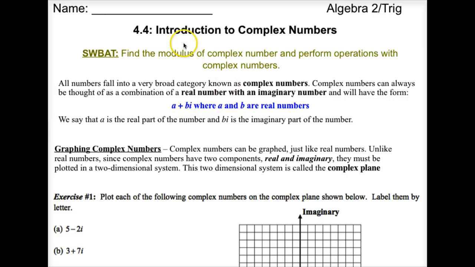Lesson 4.4 Introduction to Complex Numbers. Our objective today is that students will be able to find the modulus of a complex number and perform operations with complex numbers.